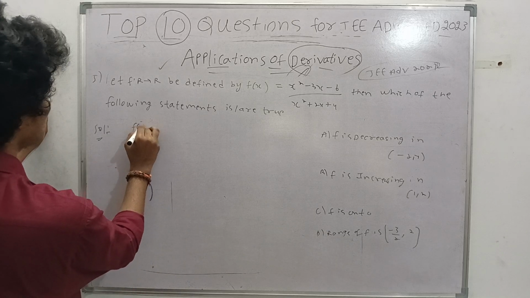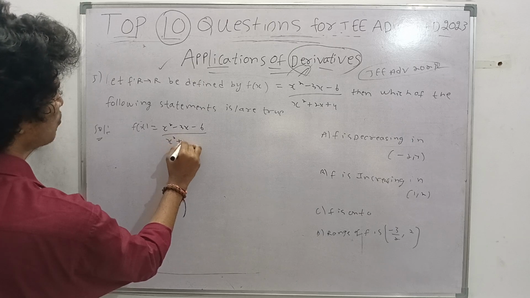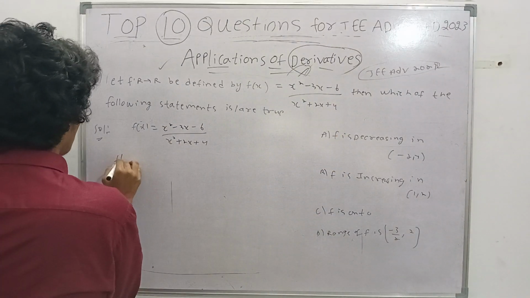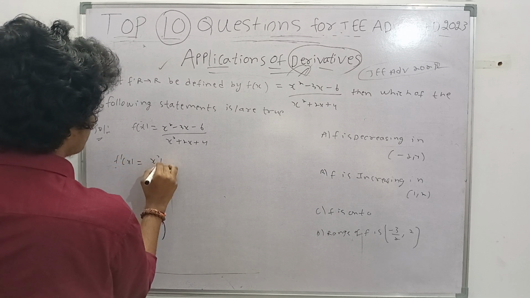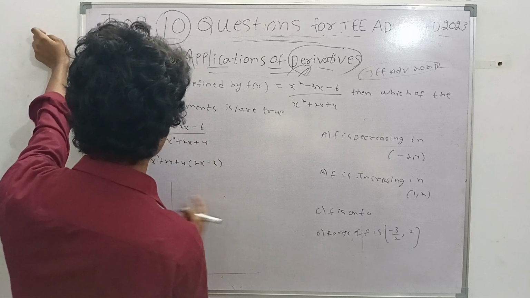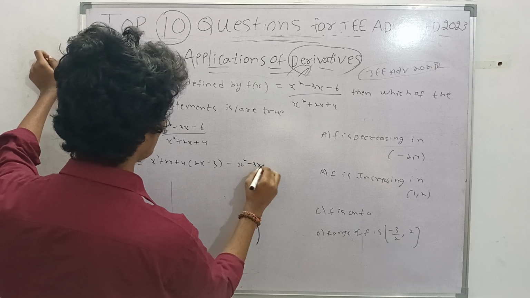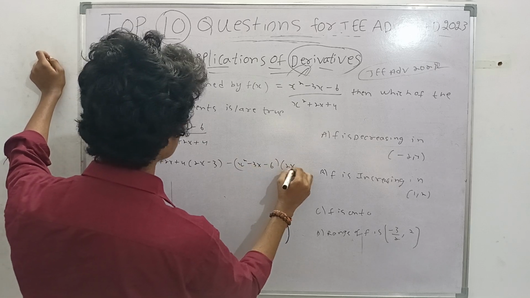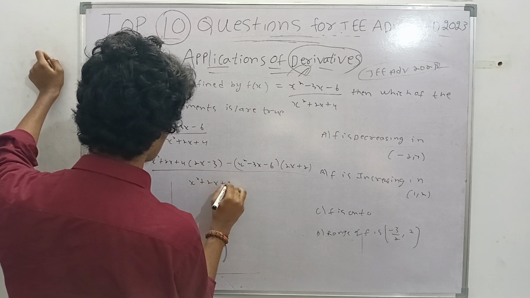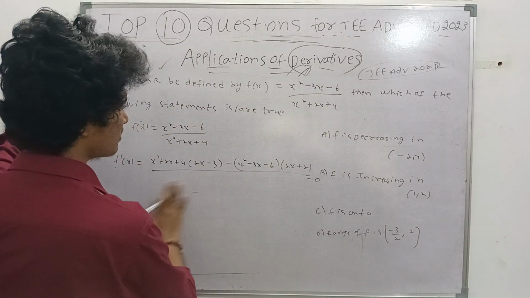They given f of x equal to x square minus 3x minus 6 divided by x square plus 2x plus 4. In order to check whether it is decreasing or increasing, we have to differentiate this. f dash x equal to x square plus 2x plus 4 into 2x minus 3, differentiation, I am doing differentiation. Again, minus x square minus 3x minus 6 into 2x plus 2 divided by x square plus 2x plus 4 whole square. And we are equating it to 0, so this thing is 0.